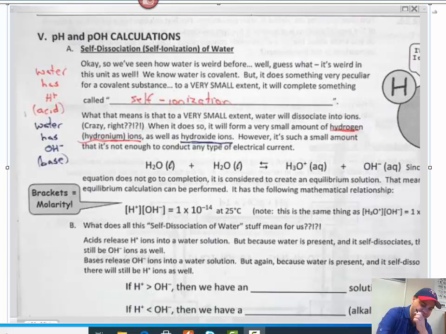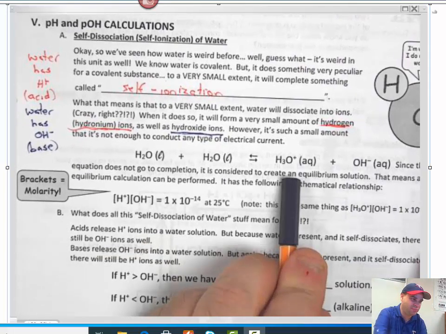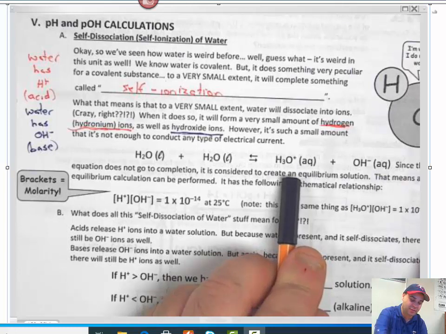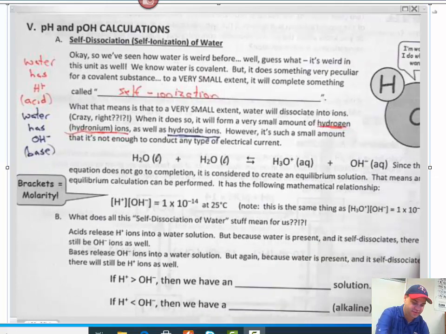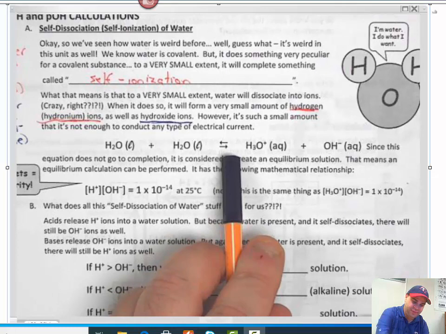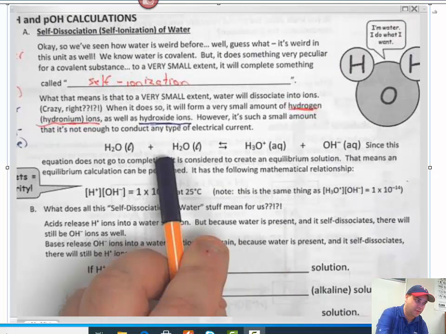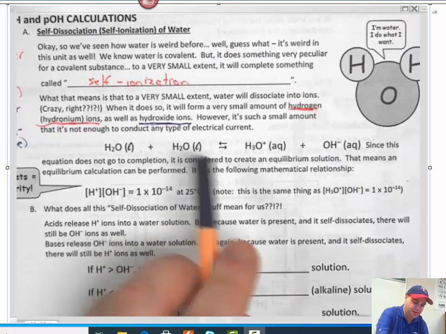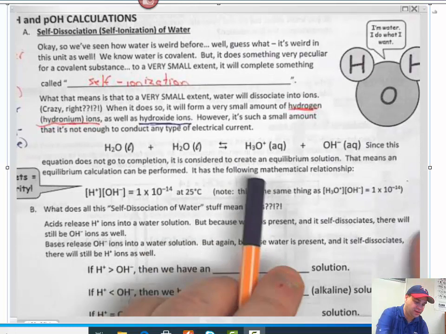So water can self-ionize into the hydrogen ion. Now I know this shows you the hydronium ion. Remember, hydronium ion and hydrogen ion are the same thing. And hydroxide ions. This reaction is in equilibrium. What equilibrium means is that this reaction can go forwards and backwards. Equilibrium means that these reactions happen at the same rate. The amounts are not equal. The rates are equal.